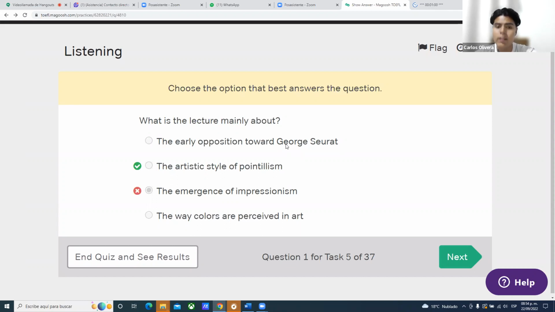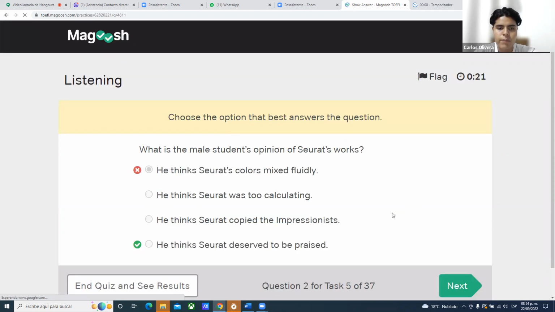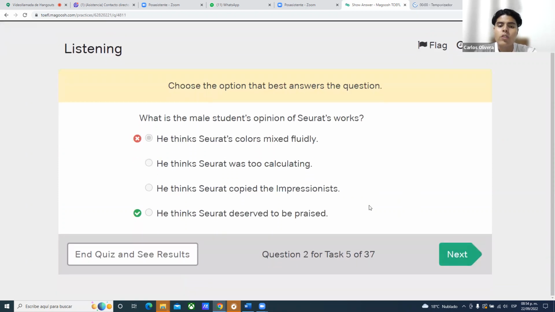Yes, indeed, we are discussing how this particular character was very much opposed in his time, but nonetheless, that is not all we talk about in the lecture. We actually talk about many other things, right? The style, the techniques, the controversy, the contemporary use of this, but this is just something that is included, but not all. Next question. What is the male student's opinion of Seurat's work?